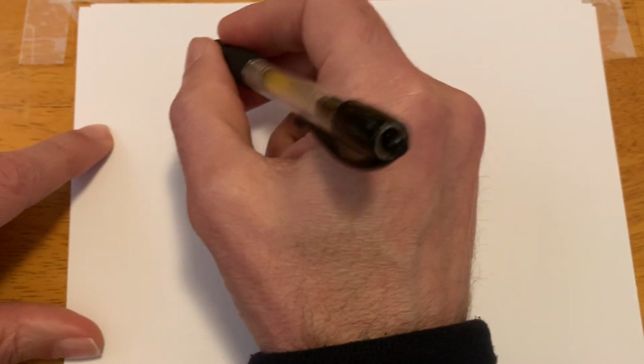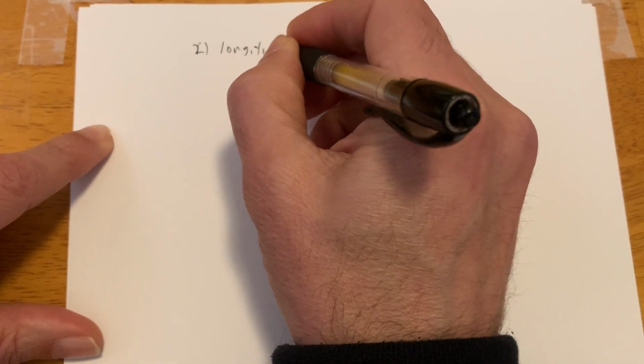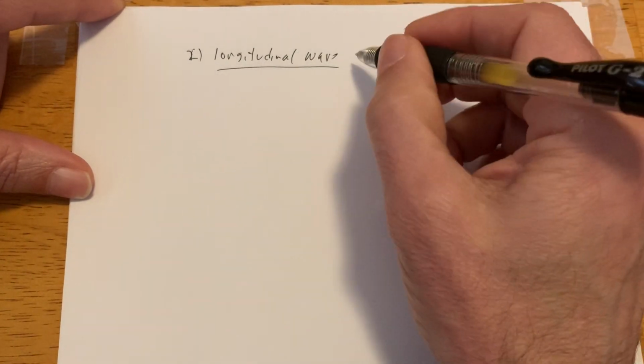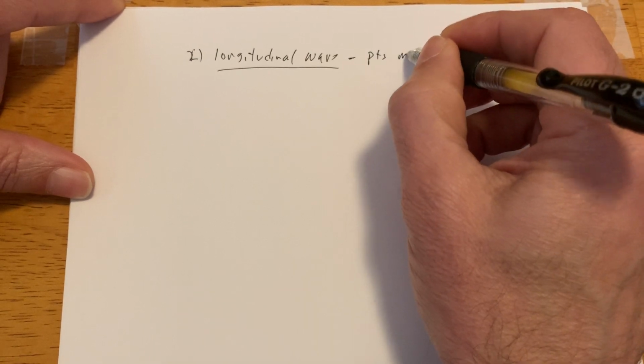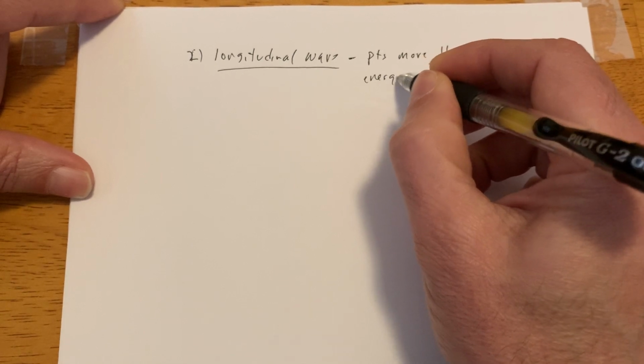So let's go to another type of wave that we're going to be asked to know about in physics. That's going to be a longitudinal wave. So what, by definition, is a longitudinal wave? Well, if in a transverse wave the particles move perpendicular, in a longitudinal wave, points move parallel to energy transfer.